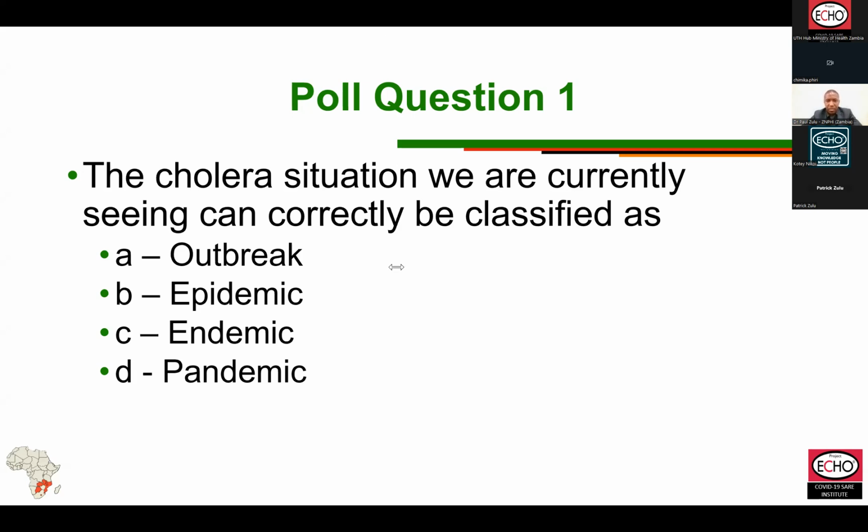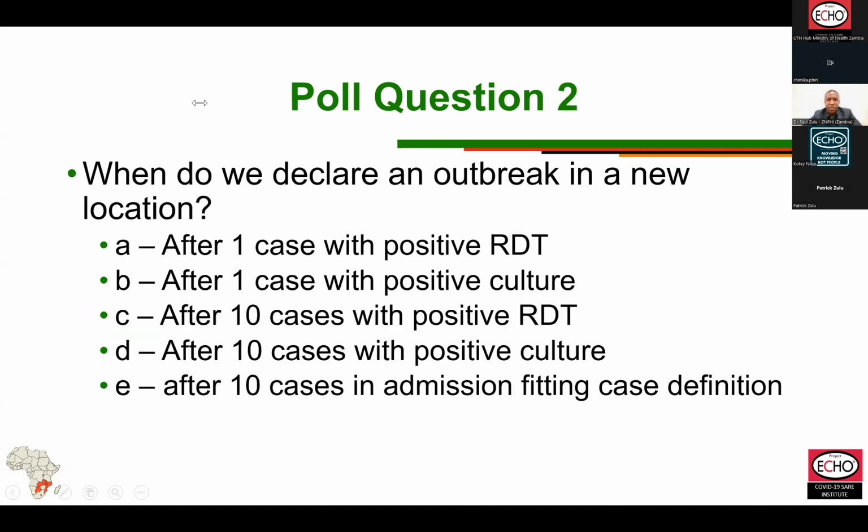Okay, so we have the next question. When do we declare an outbreak in a new location? This is a single choice. Option A is after one case with a positive heredity. B, after one case with positive culture. C, after 10 cases with positive heredity. D, after 10 cases with positive culture. E, after 10 cases in admission fitting case definition.